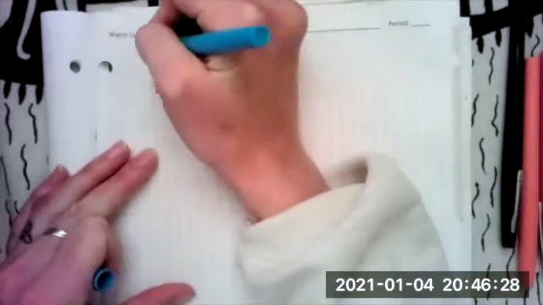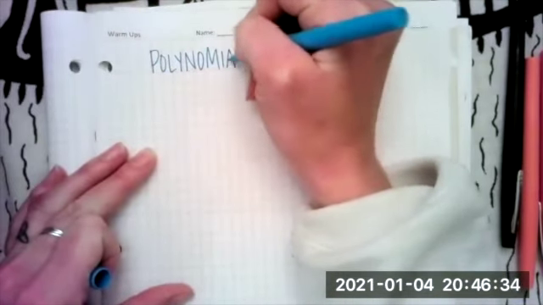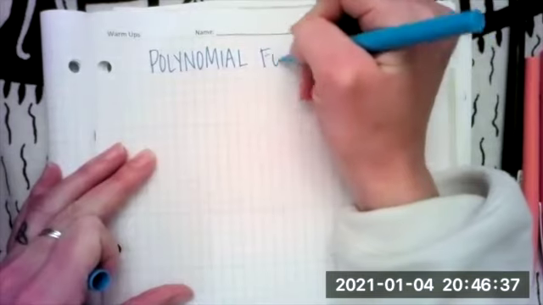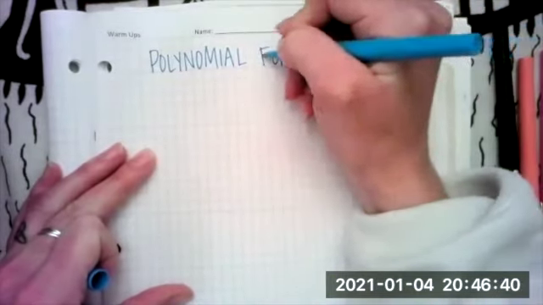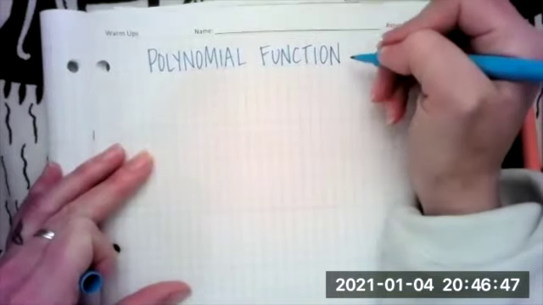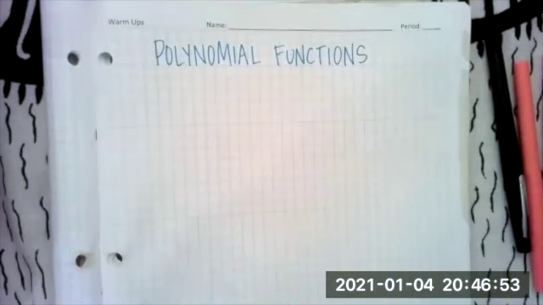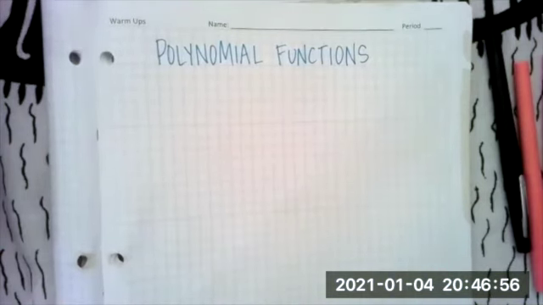And let's call it polynomial functions. The brand new function family that we are learning in Math 3. You already know some polynomial functions. You know linear functions, those are degree 1, and those classify as polynomials. And you know quadratic functions, degree 2, those also classify as polynomials.